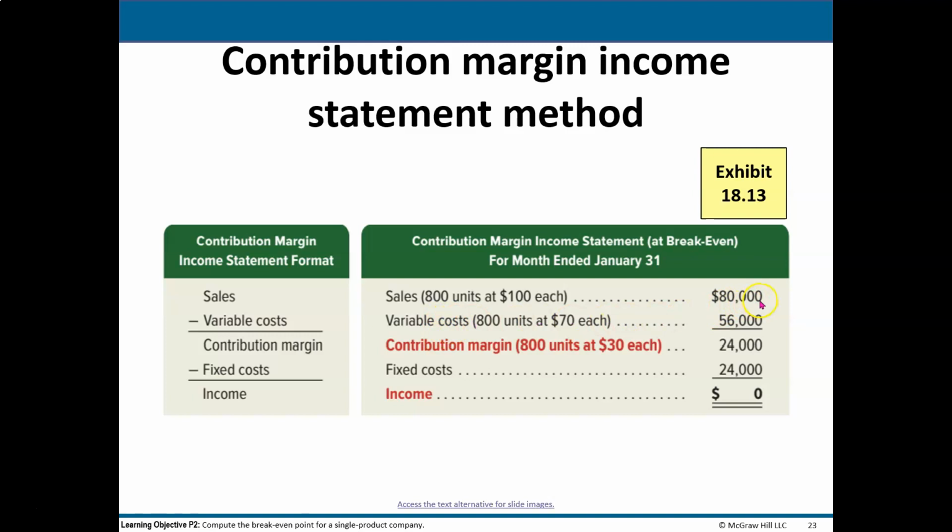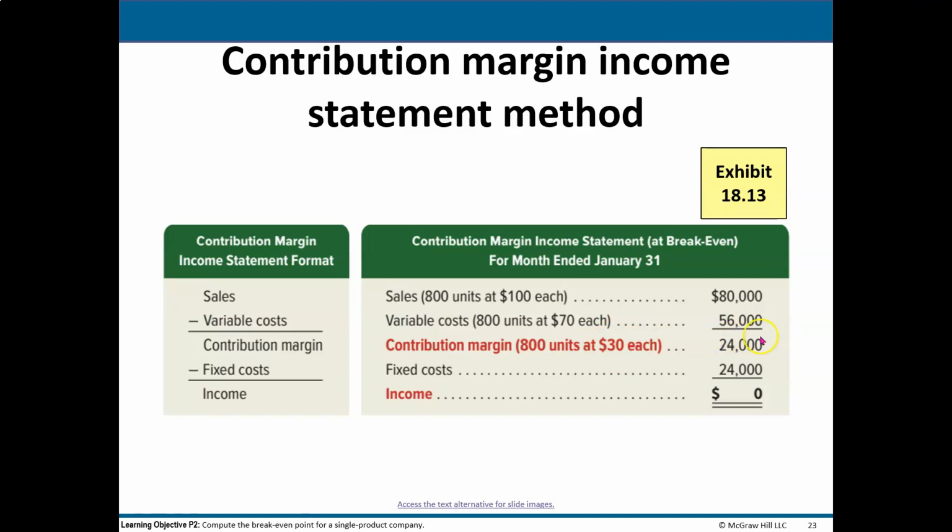As you can see for Riddell, to sell 800 footballs at $100 each, it's going to net me $80,000 in sales. Now, when I subtract out my variable costs, I'm going to subtract out 800 units times $70 each to give me a total of $56,000. So that leaves me with a contribution margin of $24,000. 800 units times $30 a piece. Remember that $30 is our contribution margin per unit.